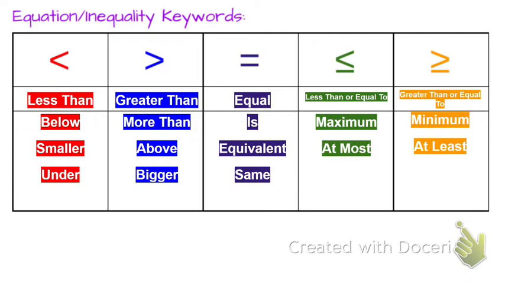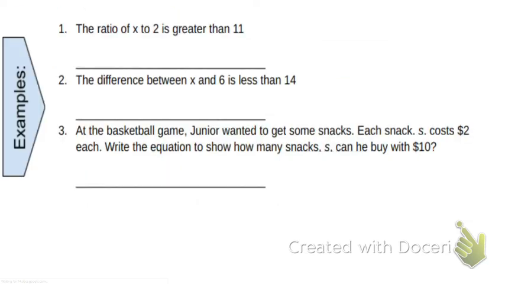Now that we've gone through all the keywords, we're going to put them to use in our examples. So let's take a look at our examples. I'm going to read it first, identify what the words mean that is important and the values that are important, and then work to write it on my line. So, number 1 says the ratio of x to 2 is greater than 11. So when I read back through this, I'm going to put a box around all of my keywords.